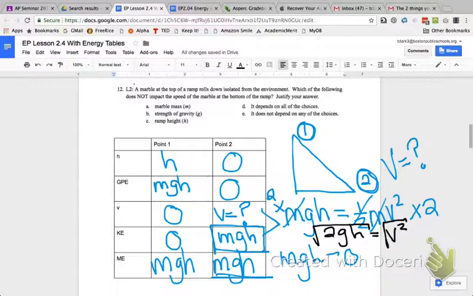So that means it depends on the strength of gravity, it depends on the ramp height, but it doesn't depend on the marble's mass, because you'll notice that we canceled out the m's because there's a mass on both sides of this equation.